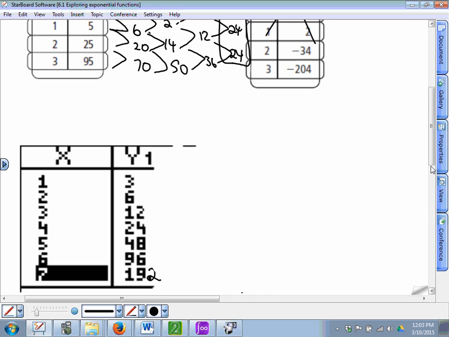You ready? 6 minus 3? 3. 12 minus 6. 24 minus 12. 48 minus 24. 96 minus 48. 48. And 192 minus 96. I want you to consider these numbers in this column and compare them to the numbers in this column. They're the same. You just took off the last number.